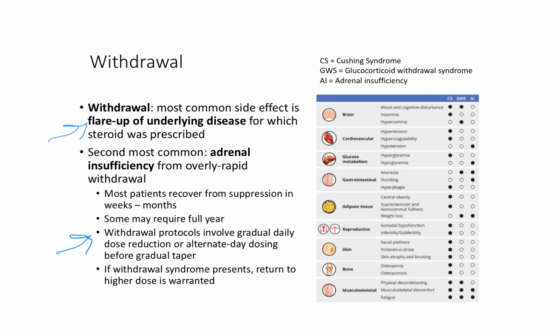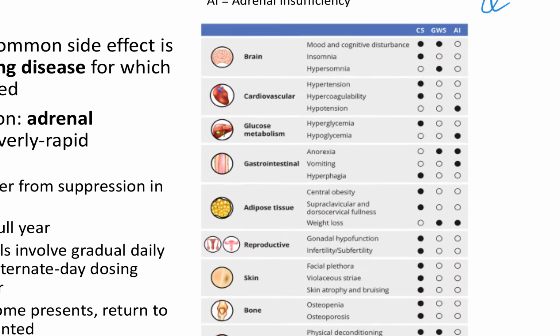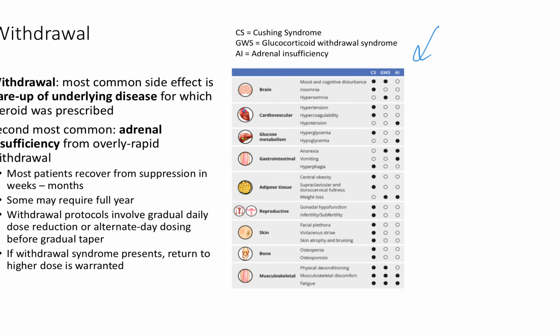And just to give you an idea of how intertwined these things all are, this table shows you, I'm going to make it bigger for you there. So here are all of the different systems, and then these letters let you know if it is Cushing's syndrome, glucocorticoid withdrawal syndrome, or adrenal insufficiency. So with the brain, we'd see mood and cognitive disturbances and insomnia from Cushing's syndrome and withdrawal, insomnia just from Cushing's. Being excessively sleepy, you only see it in withdrawal. So we can go through withdrawal.